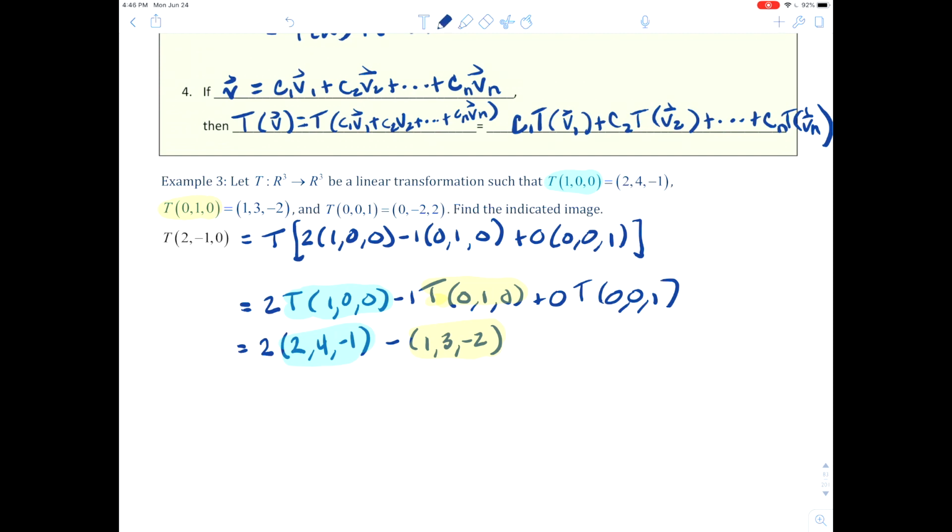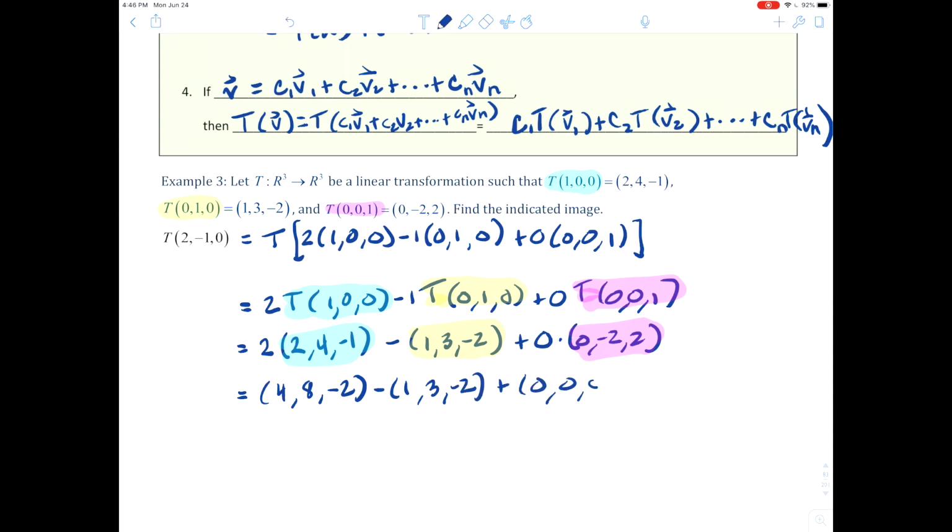And then I'll just apply this. It'll zero out anyway, but that's okay. Plus 0 times 0, negative 2, 2. And that one came from the third. Cool, cool? Okay, so then what are we going to get? We're going to get 4, 8, negative 2, minus 1, 3, negative 2, plus the 0 vector. And that'll just give us 3, 5, and 0. Cool, cool? Aren't they fun?